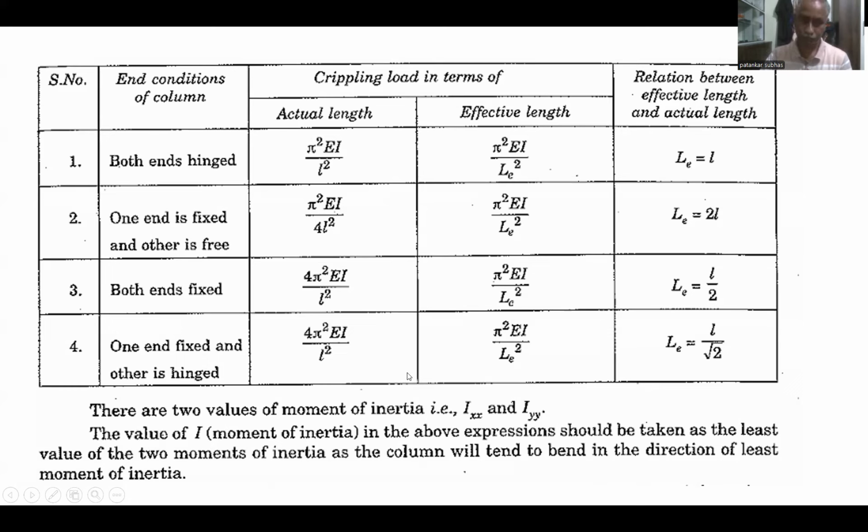And one more important thing is that when we analyze using Euler's theory or Rankine's theory, the value of I should be least, because if the value of I is least, then there are chances of buckling in that direction. Therefore, we find Ixx and Iyy, and we take the least value for the calculation of the crippling load.